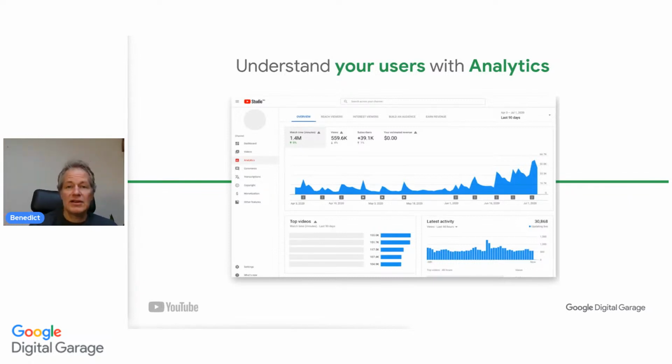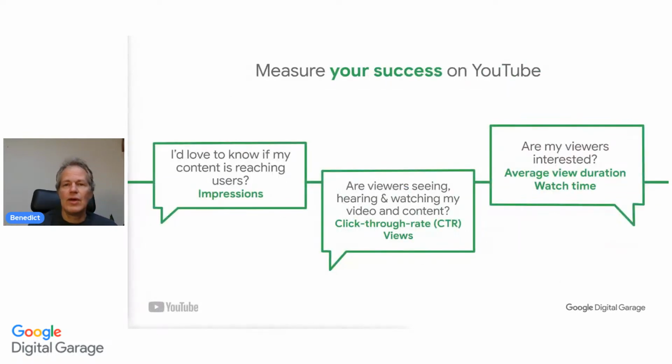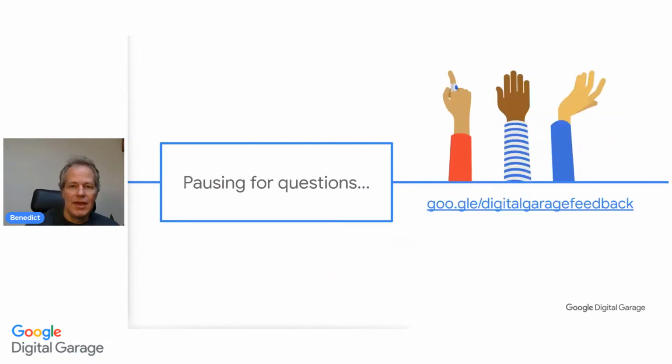Now, use the data to help you understand if you're actually hitting your goals. So we've got here, I'd love to know if my content is reaching users. Impressions: are viewers seeing, hearing, and watching my content? Click-through rate, CTR. And then we've got, are my viewers interested? Average view duration, watch time. There we go. So there are some things to really help you.